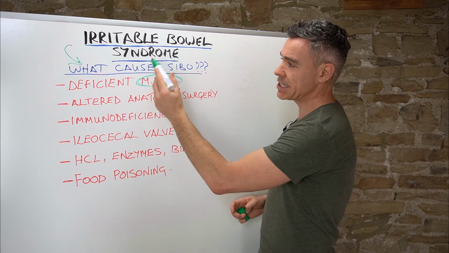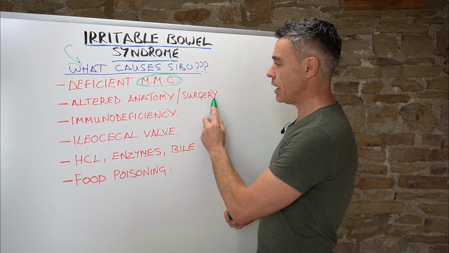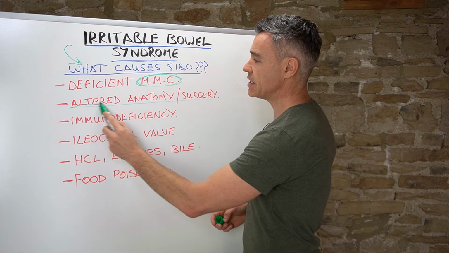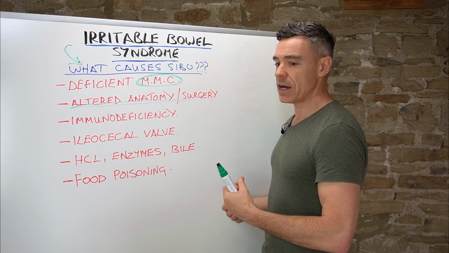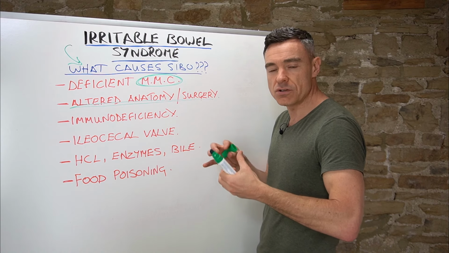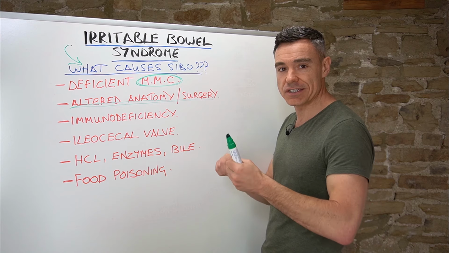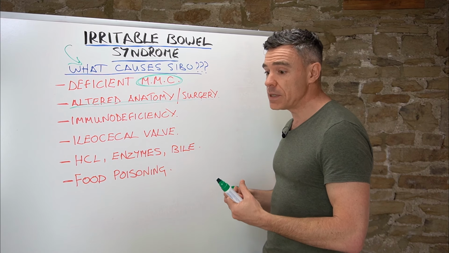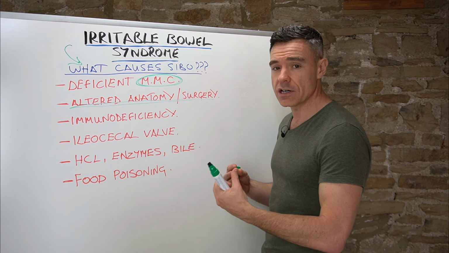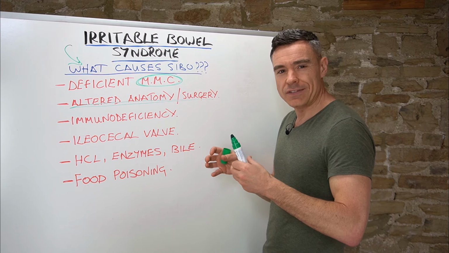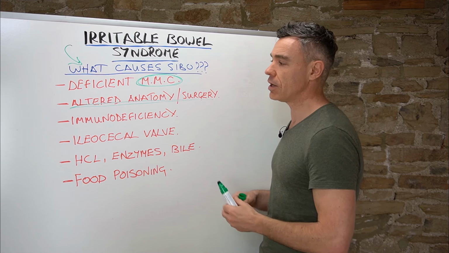The next reason why SIBO might develop is some kind of altered anatomy or some kind of surgical procedure, something that changes the structure of the intestine. And that might be some adhesion, the tissues are adhesed together. It may be strictures where the intestine's twisted a little bit. There could be things like blockages in there, fistula, and even pockets in the tissues where the bacteria are able to kind of sit and hide and multiply as well.